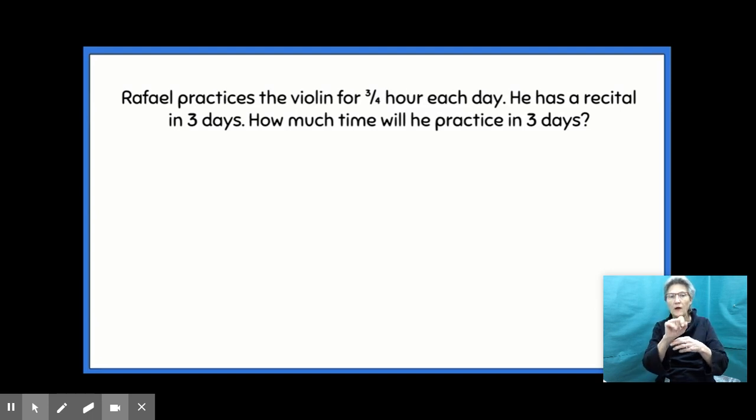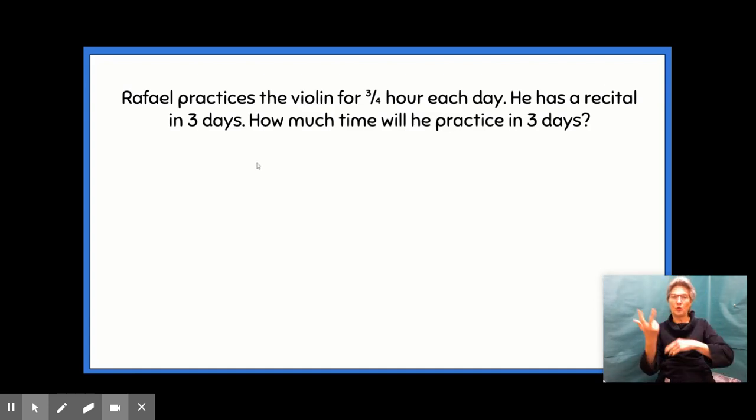It says, Raphael practices the violin for 3/4 an hour each day. He has a recital in 3 days. How much time will he practice in 3 days? So we know that he's practicing his violin for 3/4 an hour each day. We want to know how much time he will practice at the end of those 3 days.